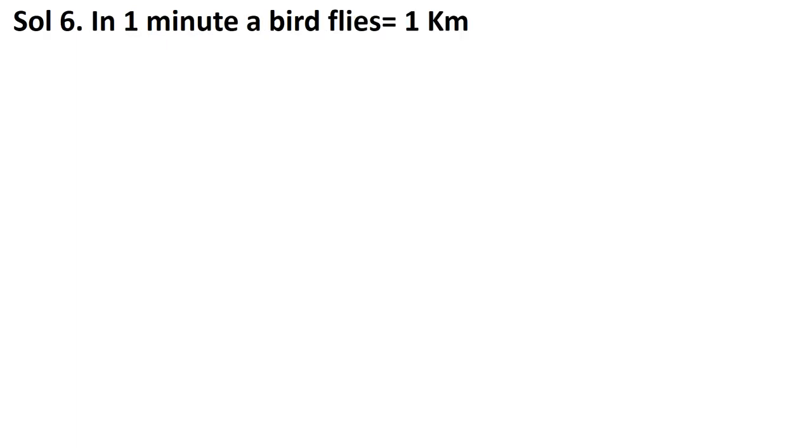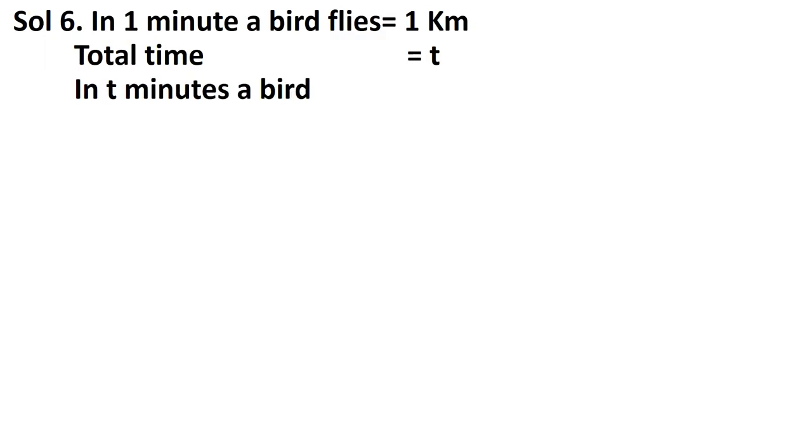Question number 6. In 1 minute, a bird flies 1 kilometer. This is given. And the total time given to us in the question is T. So, how much distance does a bird fly in T minutes? In T minutes, a bird flies 1 multiplied by T, which is equal to T only.